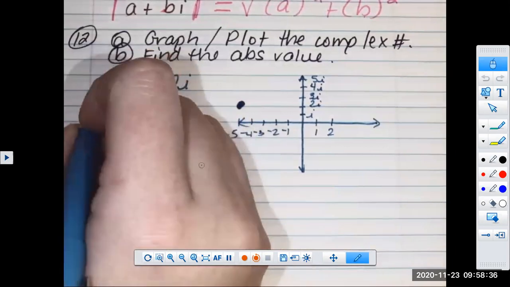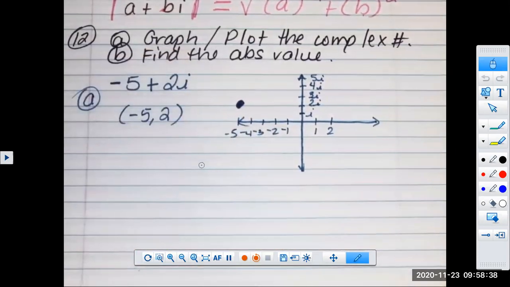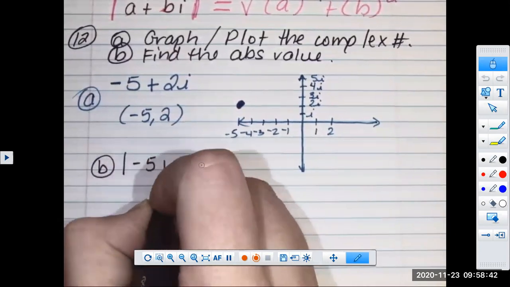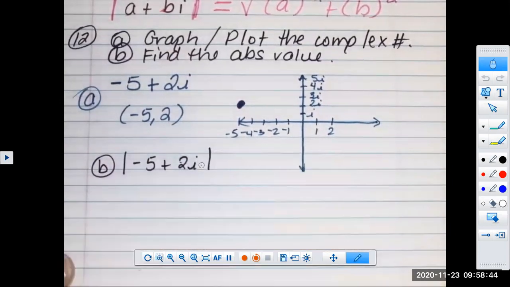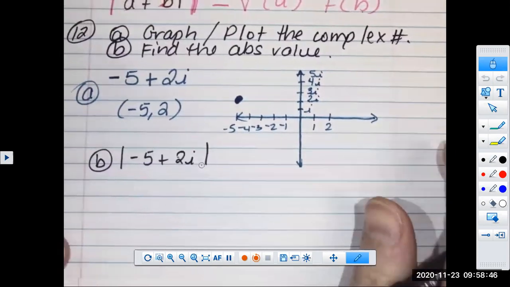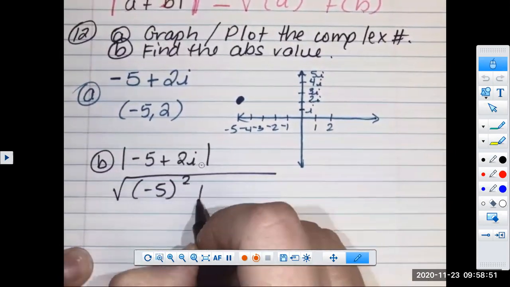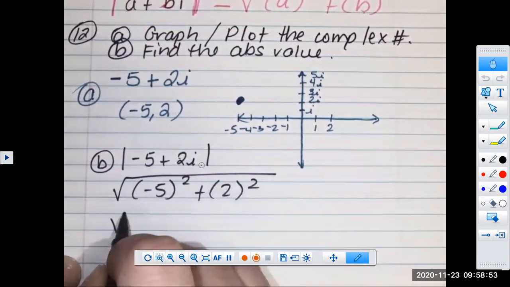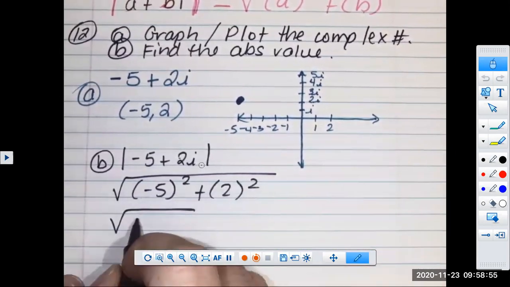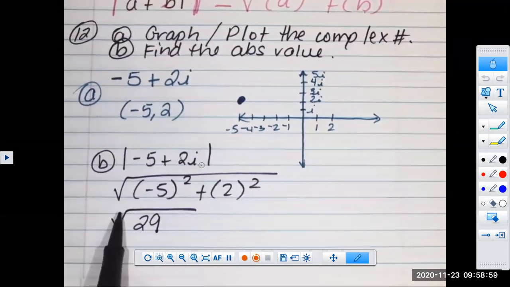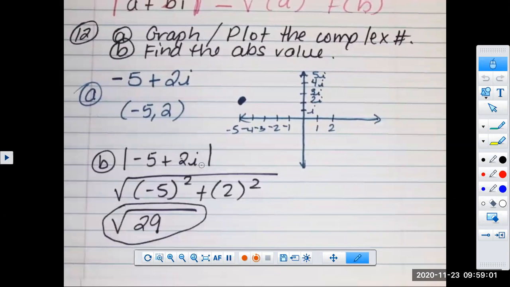In part B, they ask you to find the absolute value of that complex number. So this is what it's going to look like, but all you have to do is simply square negative 5, square 2, add that, so you get 25 plus 4, 29, and then see if that will simplify. This will not simplify, so we leave it like that.